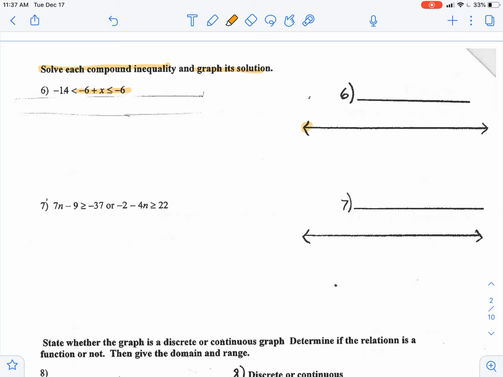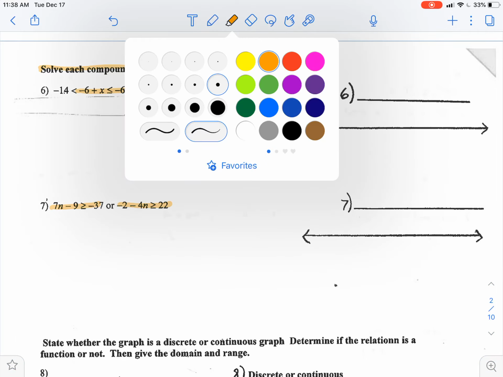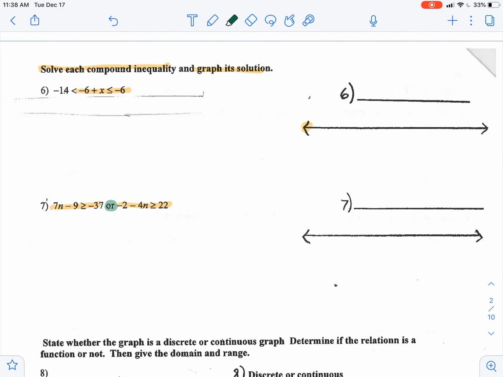Number 7 is, again, 2 problems. So you need to do this half of it and this half of it. It is 2 problems. The last thing that you have to remember is, what does the word or mean in our answer? Again, you're going to solve and you're going to graph.